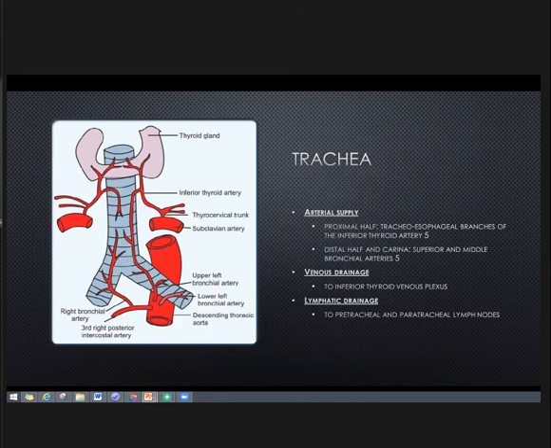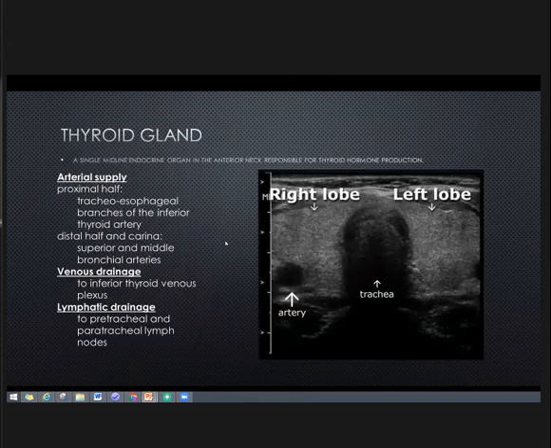So the proximal half of the trachea is supplied by the tracheoesophageal branches of the inferior thyroid artery, while the distal half and carina are supplied by the superior and middle bronchial arteries. For the venous drainage, the trachea drains to the inferior thyroid venous plexus, and in the lymphatic drainage, it drains to the pretracheal and paratracheal lymph nodes.